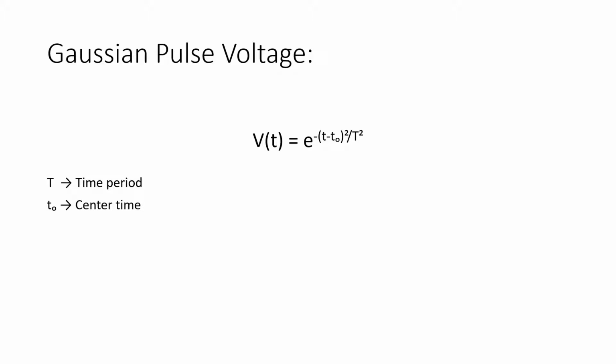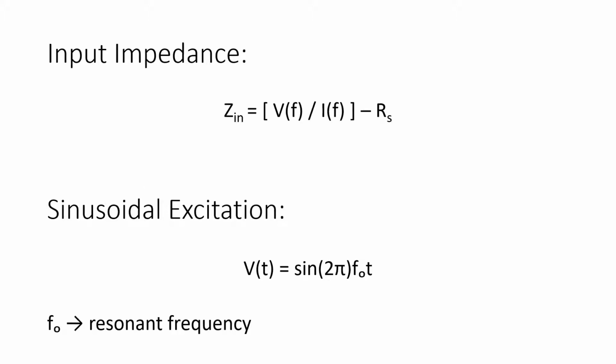To find the current in the feed probe, we use a series resistor with the voltage generator. The current and voltage are then decomposed into frequencies by transforming them into the Fourier domain. The input impedance of the antenna can be calculated using this equation here, and a sinusoidal excitation at the probe feed, which is given by the equation at the bottom over here, is used to get the electric current distributions on the patch and the ground plane.